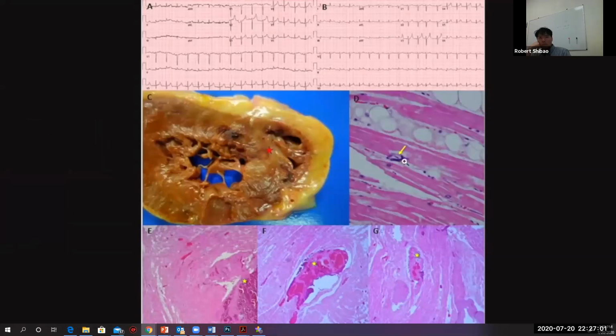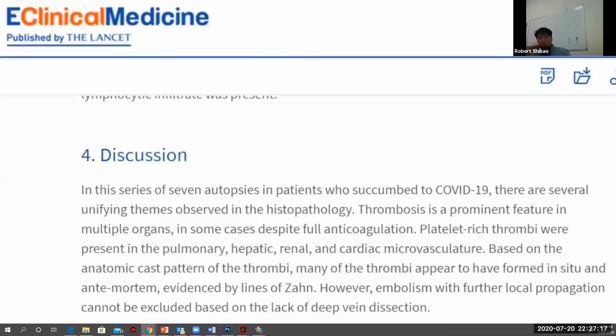Here again, we see another megakaryocyte in the strands of the fibers here of the heart. We see here at E, F, and G, thrombus, thrombus, and thrombus. All of those could be the reason for the myocardial infarction or the heart attack. So what is their discussion of this? Let's look at the first paragraph.